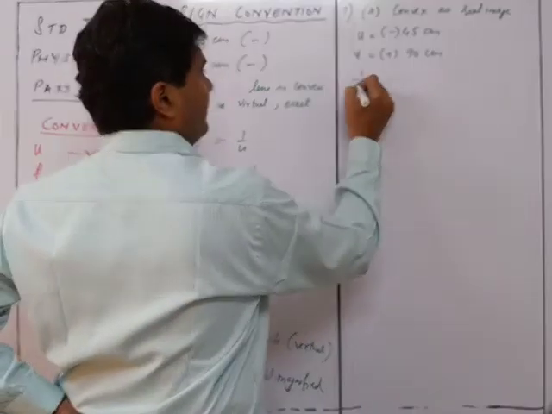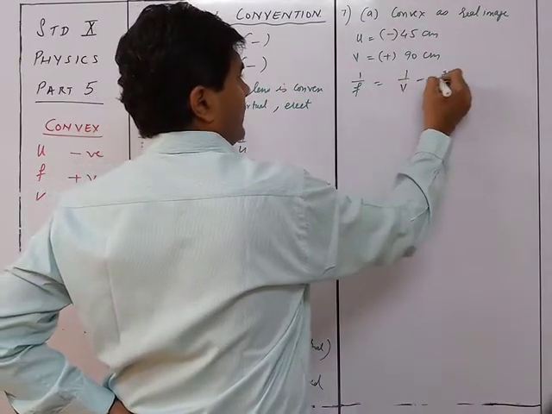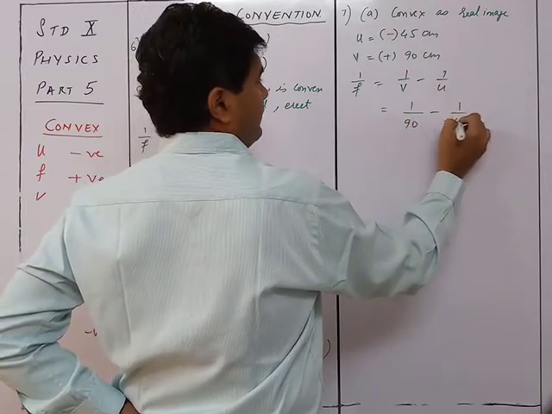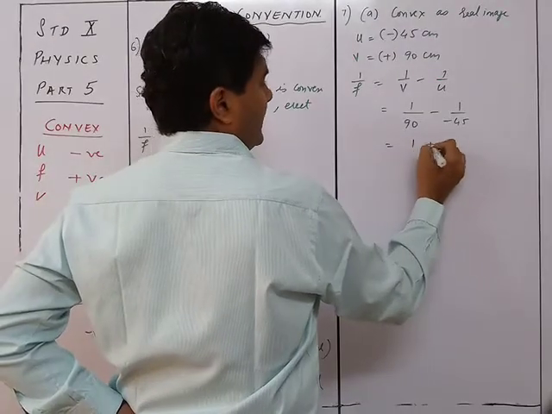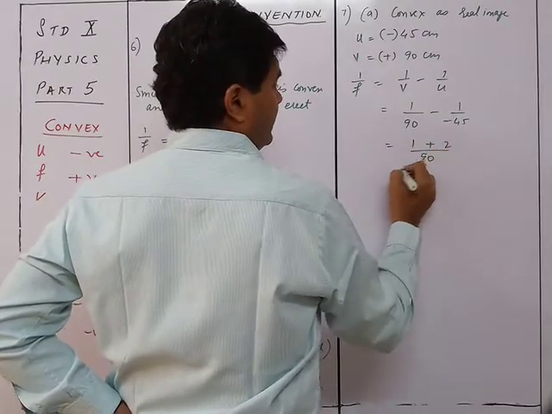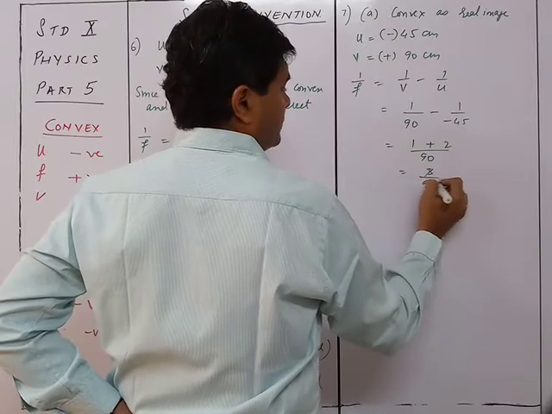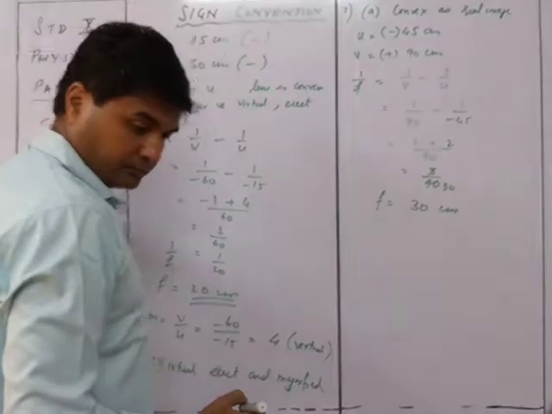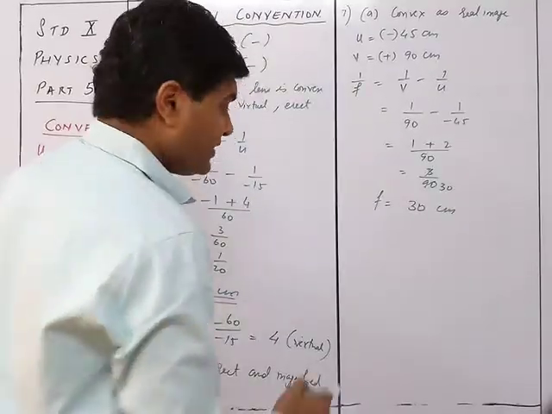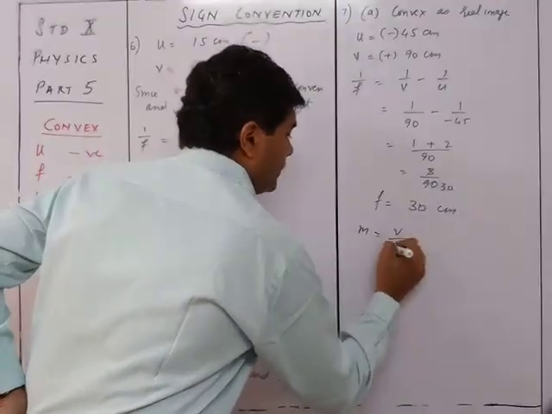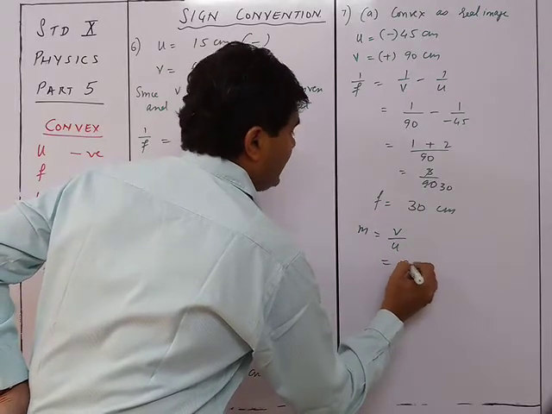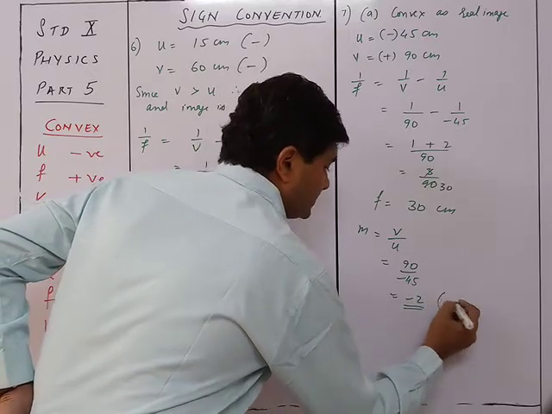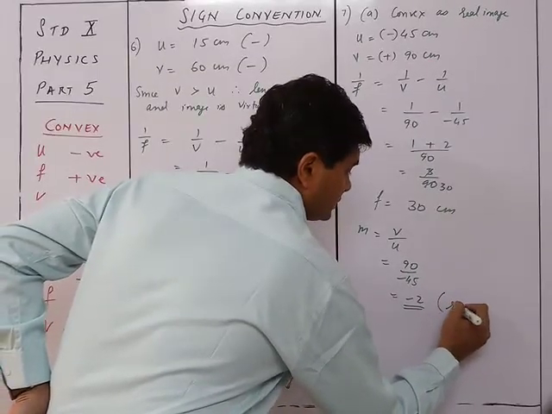So 1 upon f is equal to 1 upon v minus 1 upon u, which is 1 upon 90 minus 1 upon minus 45. That's 1 plus 2 upon 90, which is 3 upon 90. So f is equal to 30 centimeters. Then magnification is v upon u, that is 90 upon minus 45, which is equal to minus 2, that is a real image.